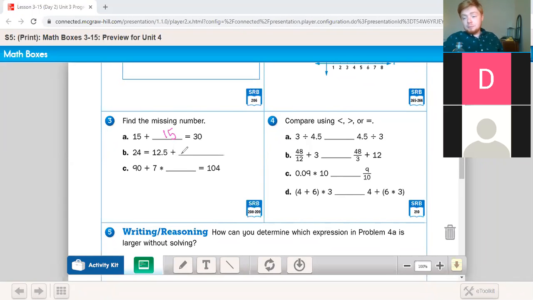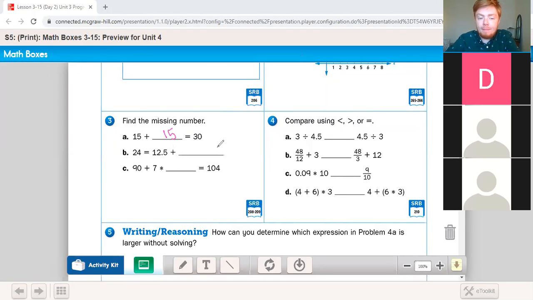24 equals 12.25 plus blank. So we're gonna do what we did last time. So someone other than Sambriti, what was the opposite of adding? Someone other than Sambriti. There we go, Chantel. Subtraction. Yes, good. So I'm going to take 24 minus 12.5.